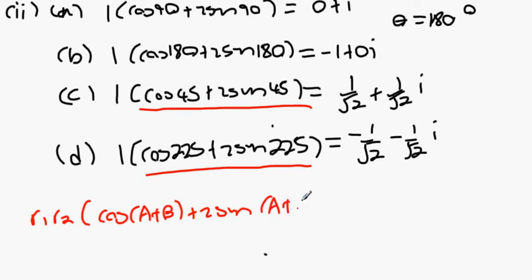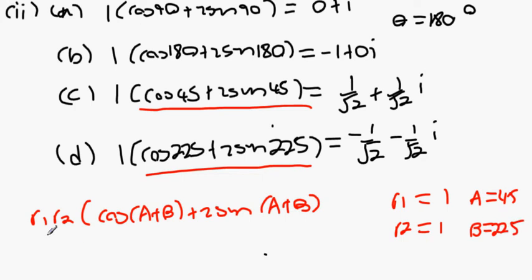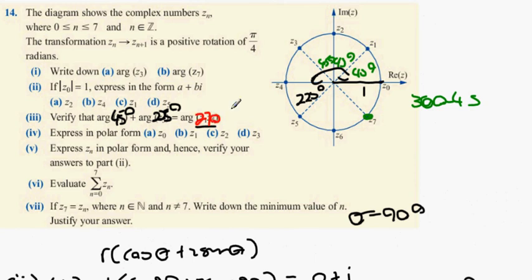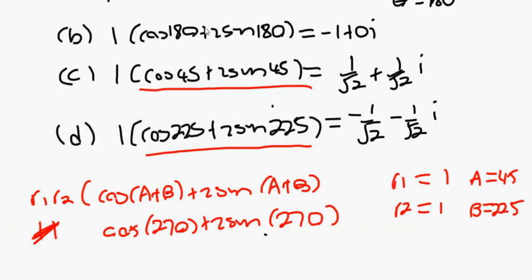That's what you do. So R1 equals 1, R2 equals 1, A equals 45, B equals 225. So what we're going to get when we do this is 1 times 1, which is 1. And then it's going to be cos, add the angles together, which is going to be 270 plus I sine 270. So we verified that there is in fact 270 degrees. Expressed in polar form, Z1 is already expressed in polar form, but we'll express it in polar form again anyway.